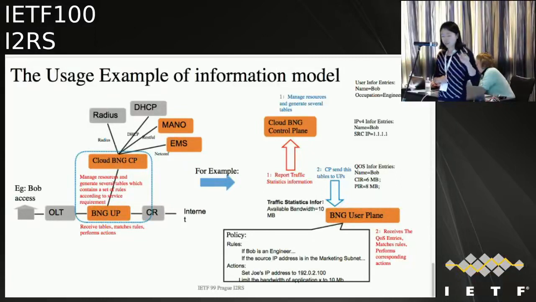Yeah, when Bob accesses, he sends the information in the control plane. The control plane gets the user's information, and sends it into the user plane through the information model. So you're saying when the subscriber gets connected, the profile gets passed from management to the control plane, the control plane finds out the QoS and then passes it down to the user plane. Yeah.